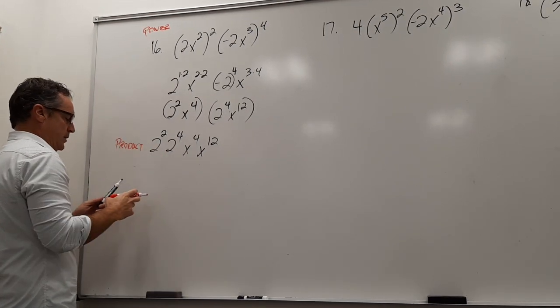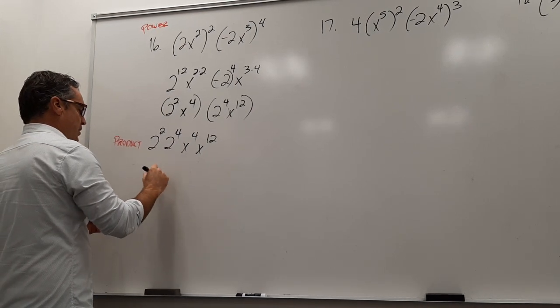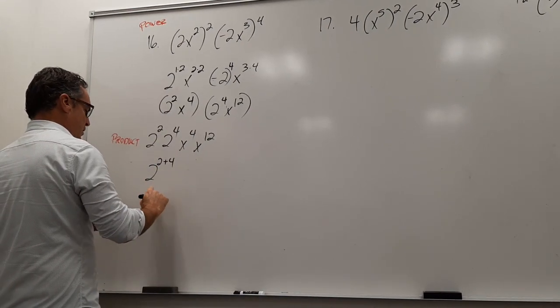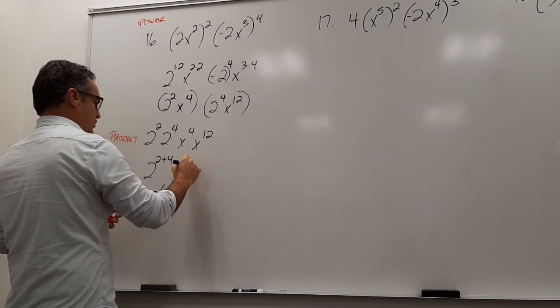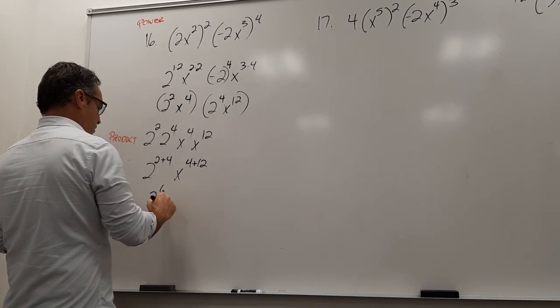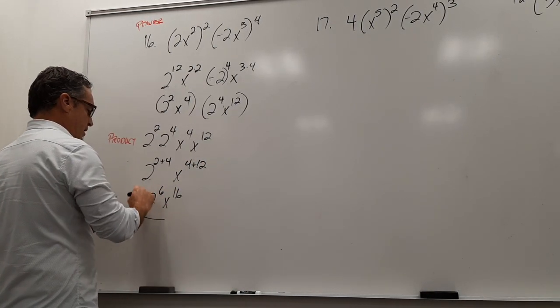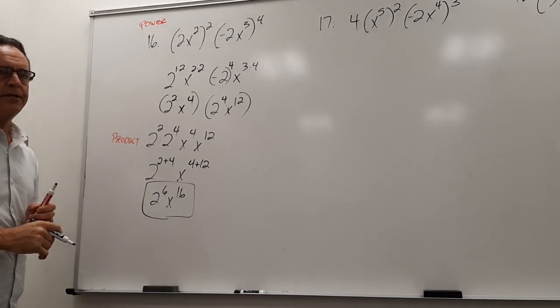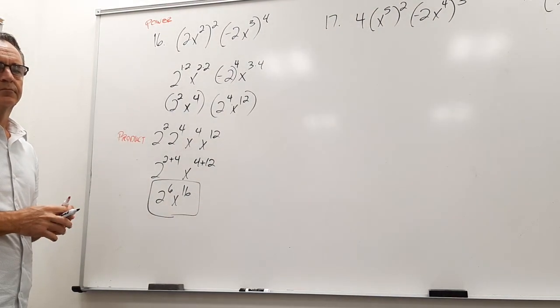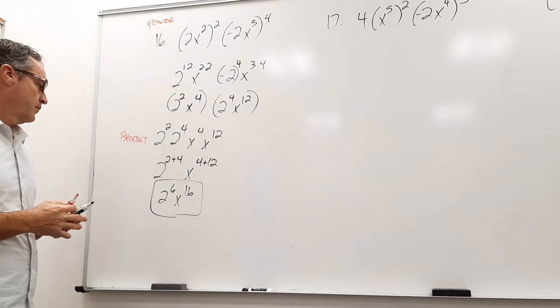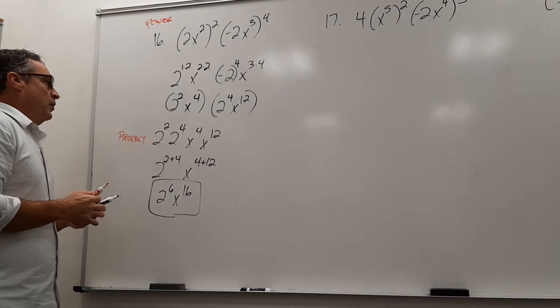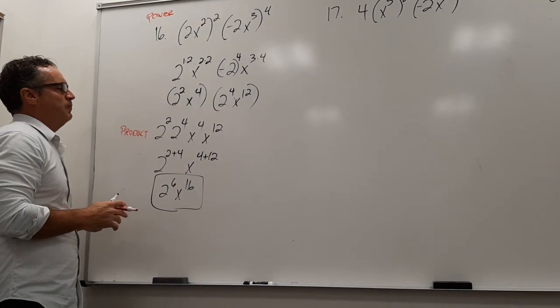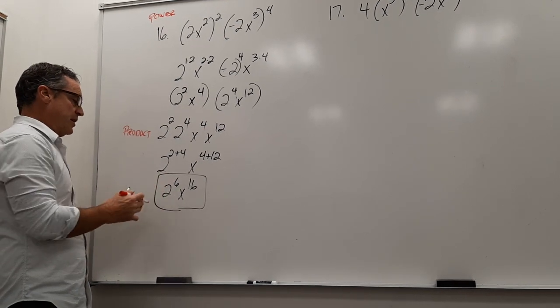Because we have the same base, we can add the exponents. This is 2 to the 2 plus 4 is 2 to the 6th, and x to the 4 plus 12 is x to the 16th. And that is my final answer for that problem. Yeah, it goes to 64 in here, but the 2 to the 6th. So ultimately, it looks like you could do 2 to the 6th, x to the 16th.